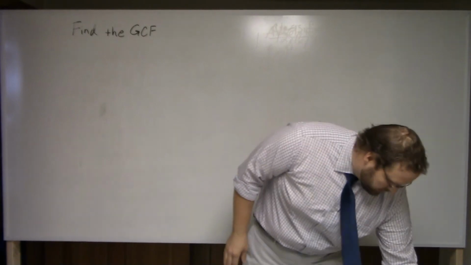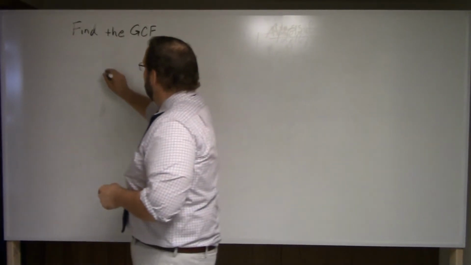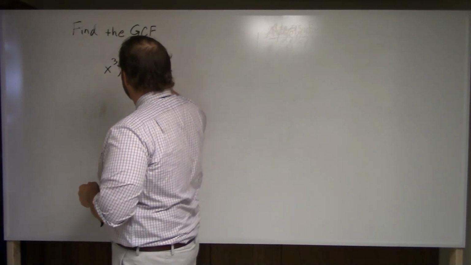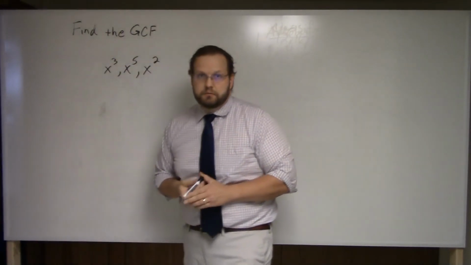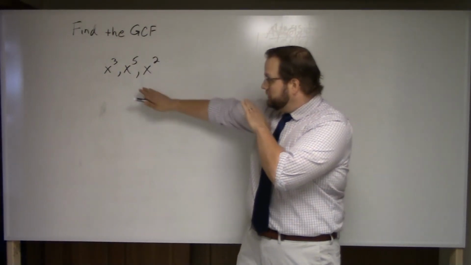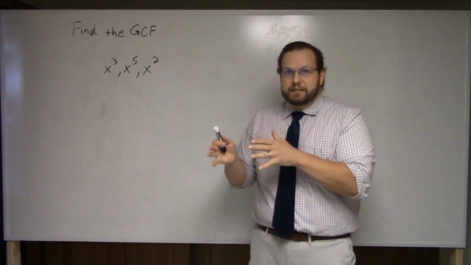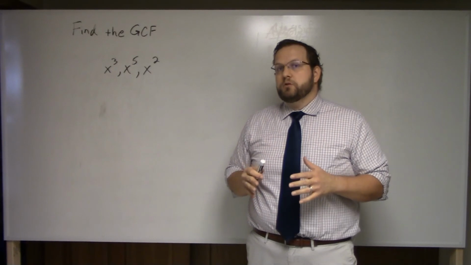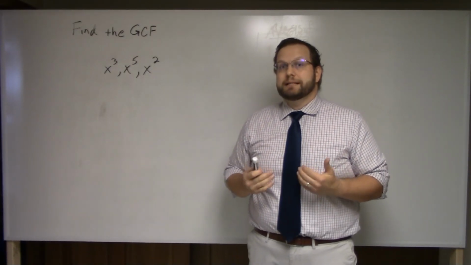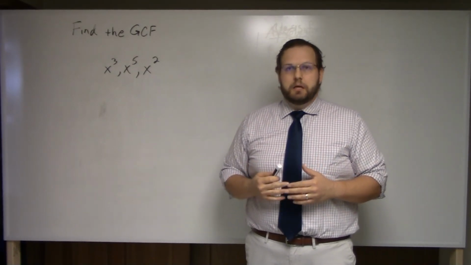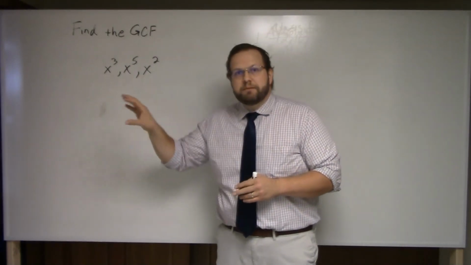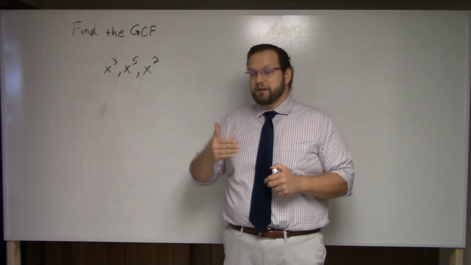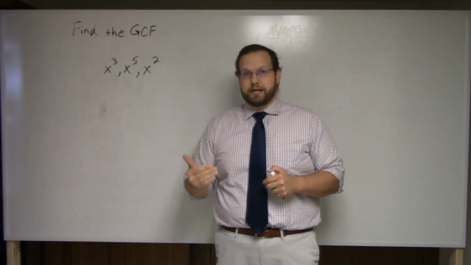Let's say we've got that, okay? Now, with this, they all have x's in common. When there's exponents involved like this, what you should be looking for is the smallest exponent that they have. Because remember, when we take a GCF out, we're dividing.